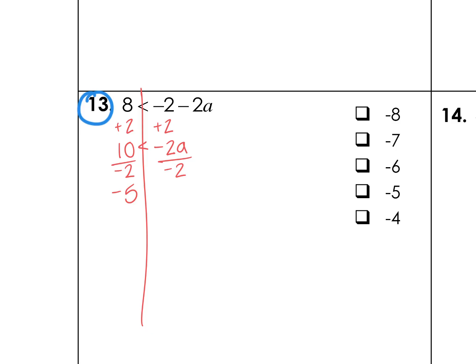Writing my inequality, did I multiply and divide? Yes, I did. Was it by a negative? Yes, it was. Do I need to flip it? Yes, I do. So I'm going to flip that inequality. And then on this side, I'm left with just a.